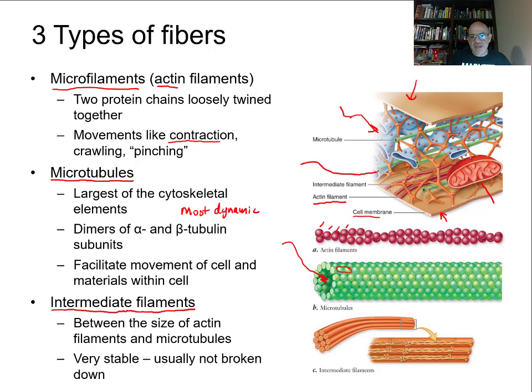When I say dynamic, that means they change. They're broken down, built back up. Okay. So again, I mentioned how they help move things, so they do facilitate the movement of materials.